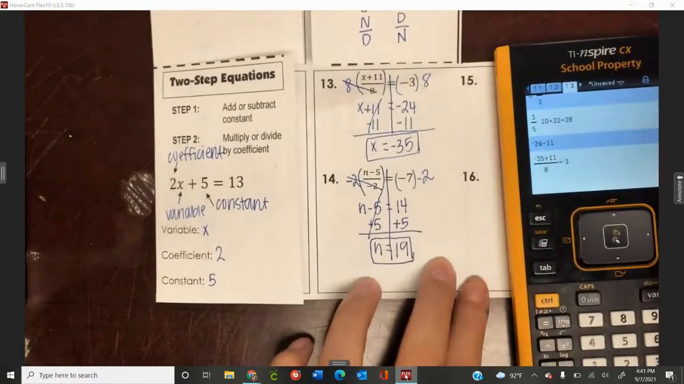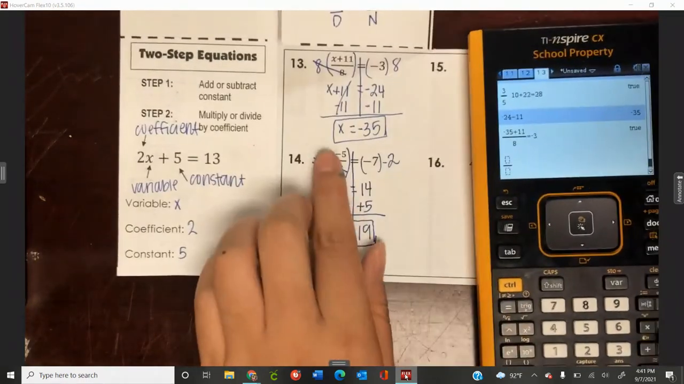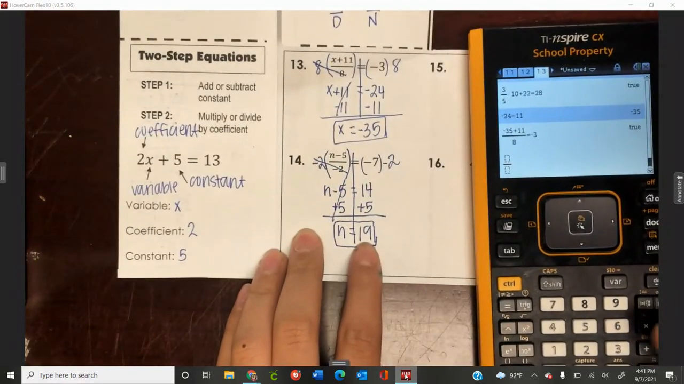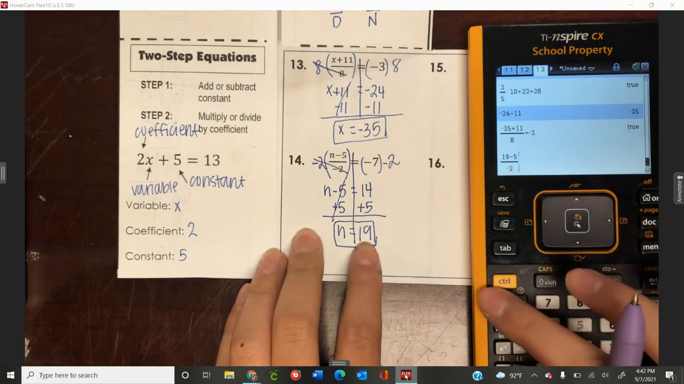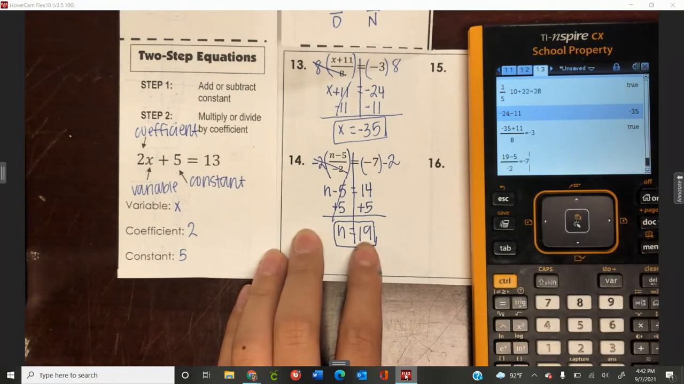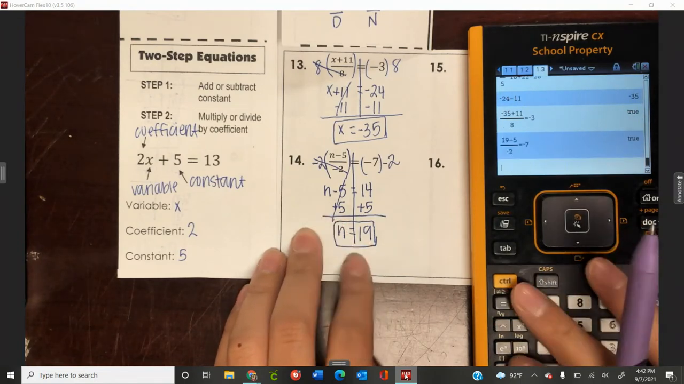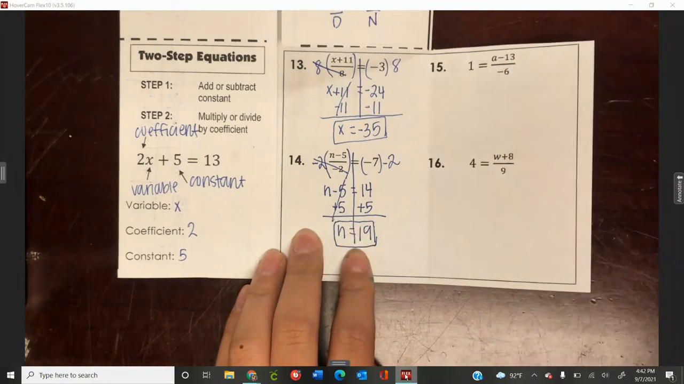Okay, so to check our answer, we're going to press control divide. Anywhere we see an n, we're going to substitute with 19. So 19 minus 5 on top, negative 2 on the bottom, and this should equal negative 7. Pressing enter, this does return true, so n equals 19 is my answer.